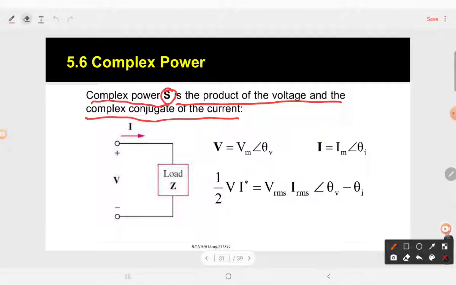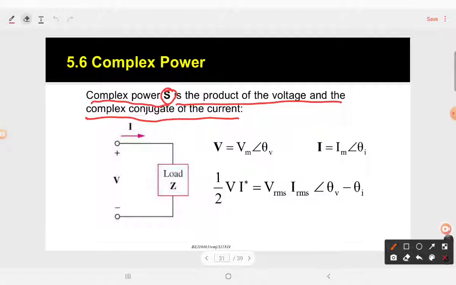Okay, so it's quite similar to our study previously, which is our load as a complex load, or admittance and also impedance, right? We are using a complex form in order to do the analysis for our circuit, right? As shown in the figure, you have a load over there, Z load, and then you have a voltage across that load and also the current I through the load.